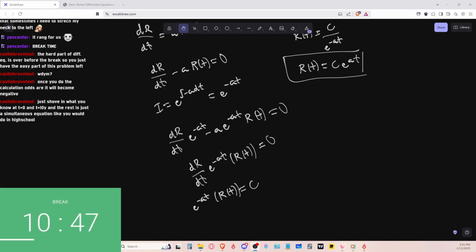Just shove in what you know, like T0, T, Y, and the rest is just simultaneous, like the equation you would do in high school.